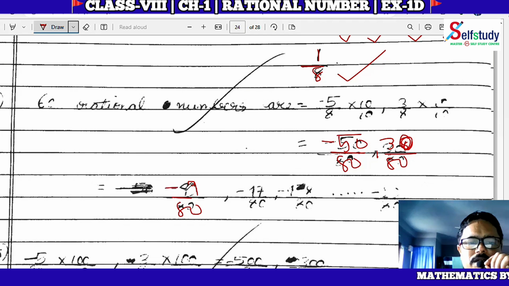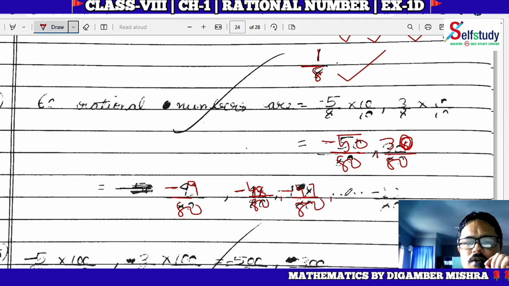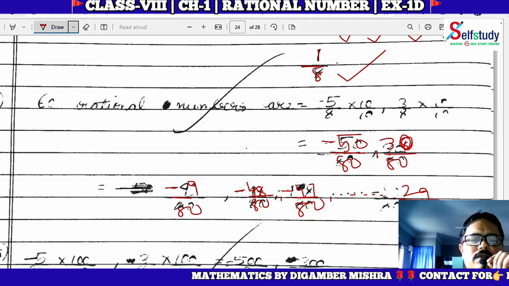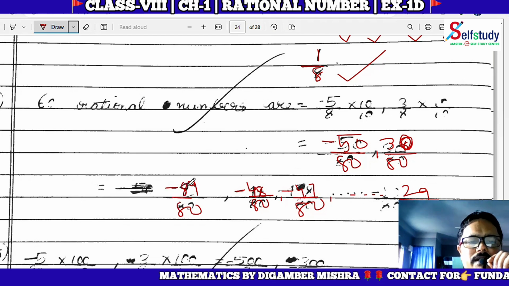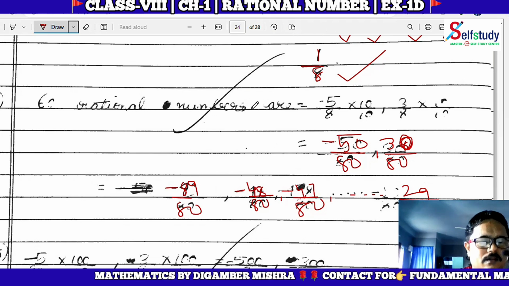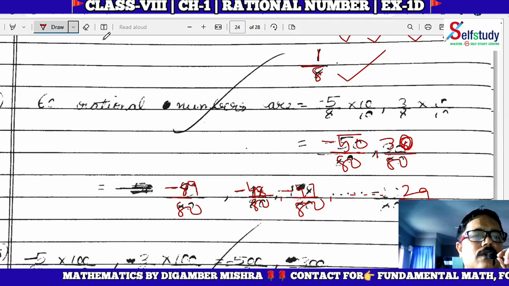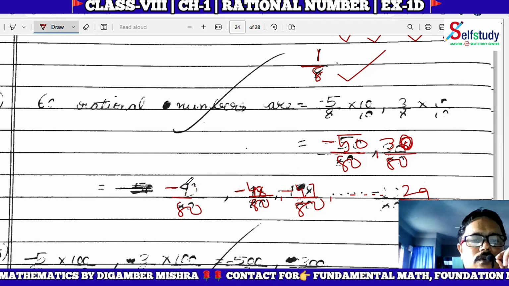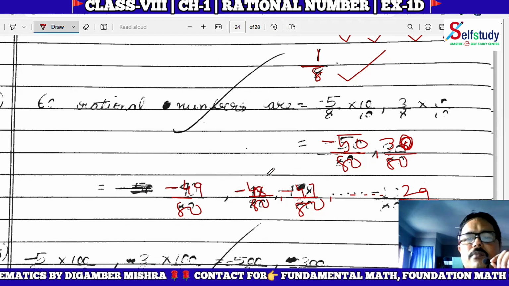This is minus 49 upon 80. Then this is minus 48 upon 80. Then this is minus 47 upon 80, and so on. And the last limit will be 29 upon 80. So 60 numbers, you can write any 60 numbers in between this. Okay, this is minus 49, not 89. So I need to erase this. So this is minus 49 upon 80.